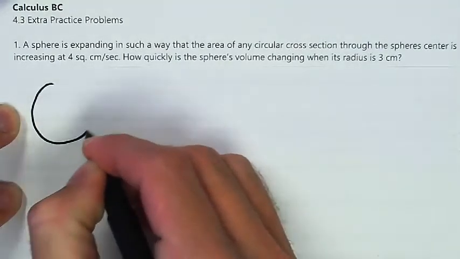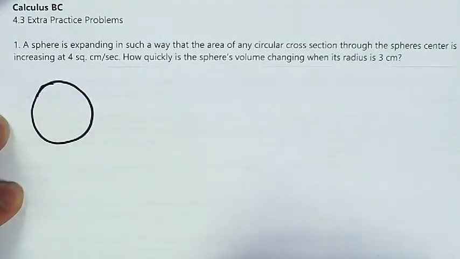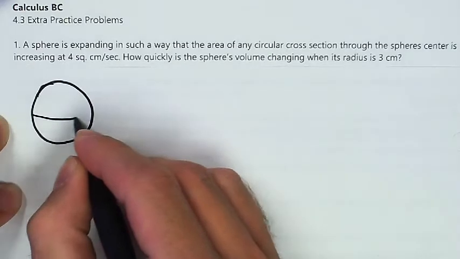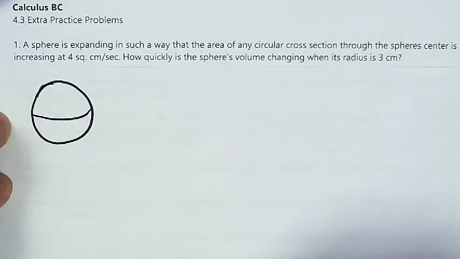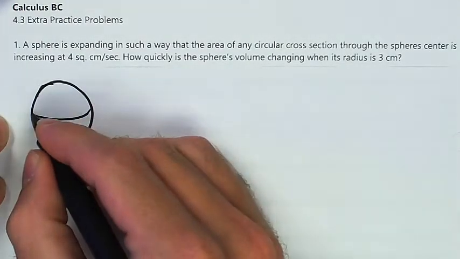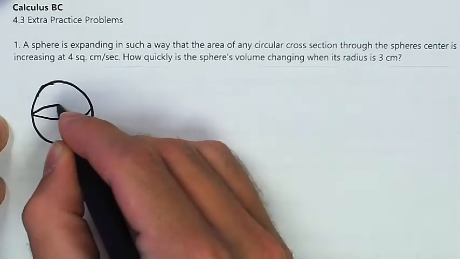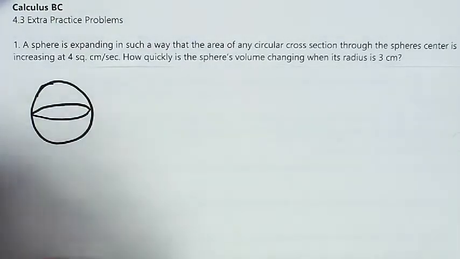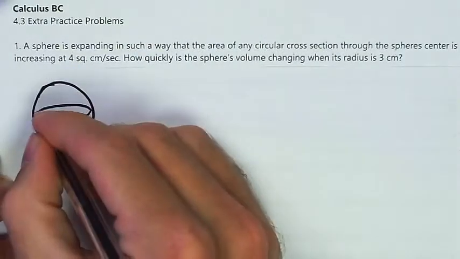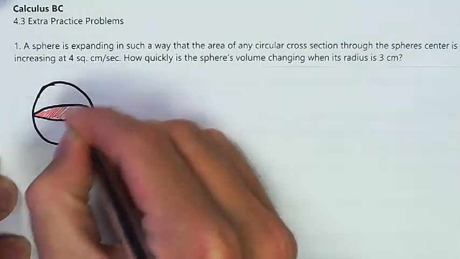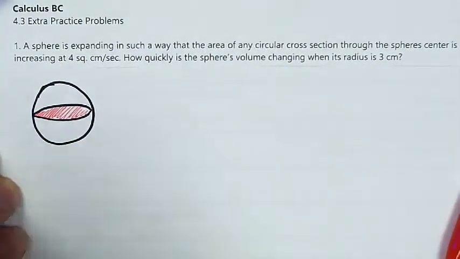So if you've got a sphere like this, maybe I give it a belt to make it look a little more three-dimensional, and we think about a circular cross-section through the center, well, that's actually just going to be this thing right here. And it's going to be a circle that has radius given by the radius of the circle.